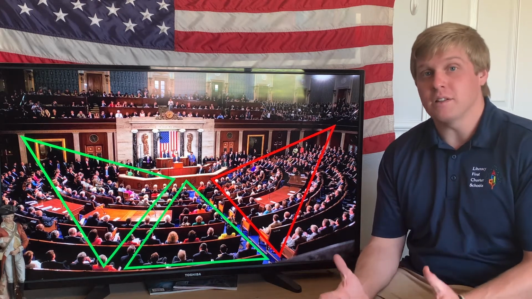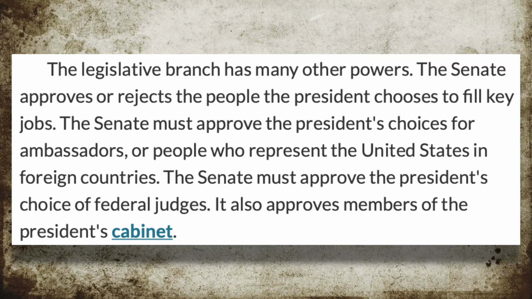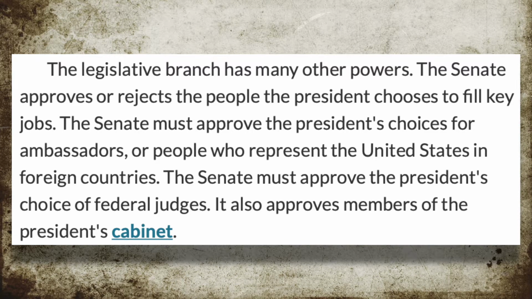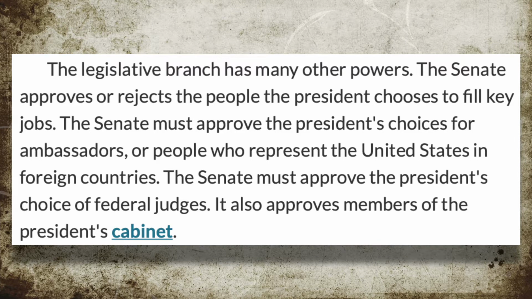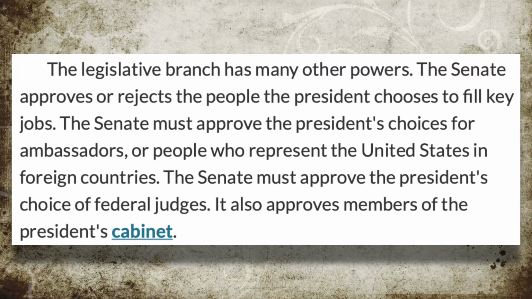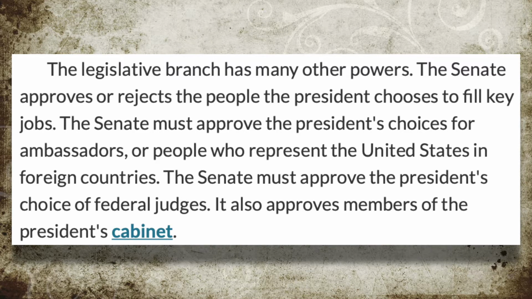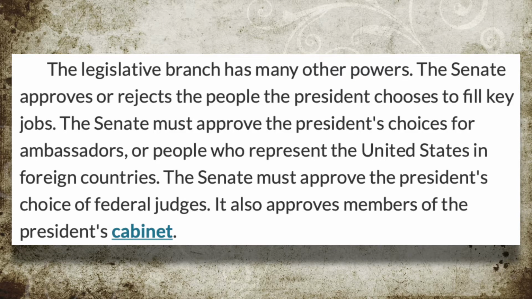But of course, making the law isn't the only thing that this legislative branch does. The legislative branch has many other powers. The Senate approves or rejects the people the president chooses to fill key jobs. The Senate must approve the president's choices for ambassadors, or people who represent the United States in foreign countries. The Senate must approve the president's choice of federal judges. It also approves members of the president's cabinet.